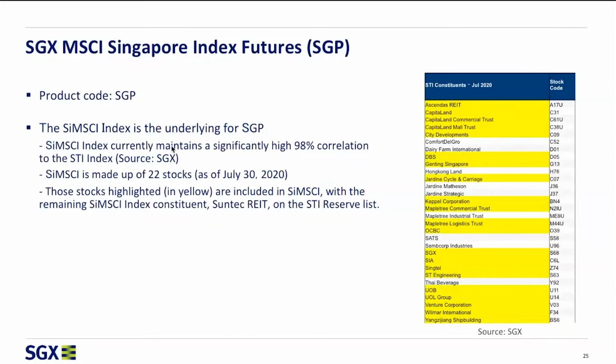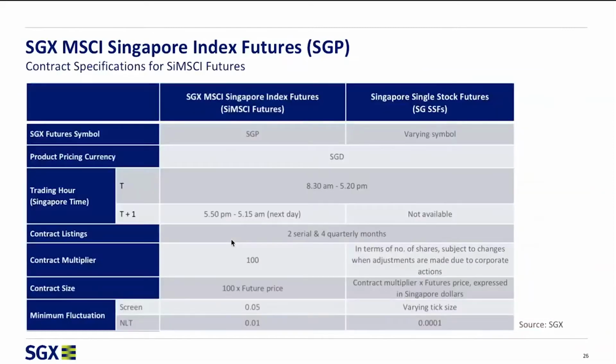Number two, there's one particular stock that's in the SiMSCI but not in the STI, and that's Suntec REIT. Suntec REIT is in the STI reserve list. So you can see, for example, those that are not shaded are not included in the SiMSCI index as of July 30th.